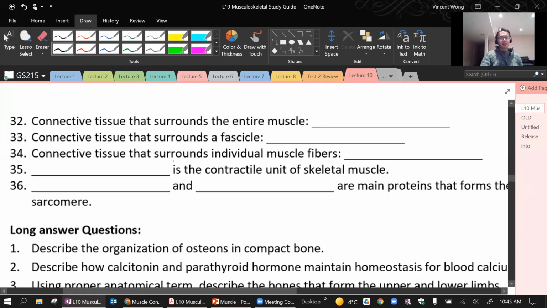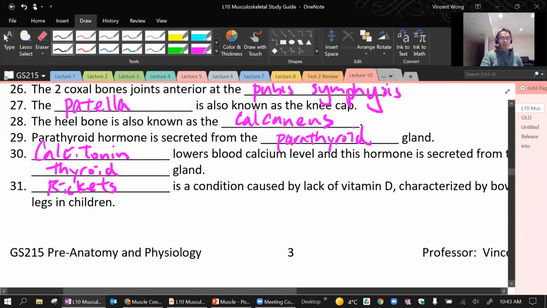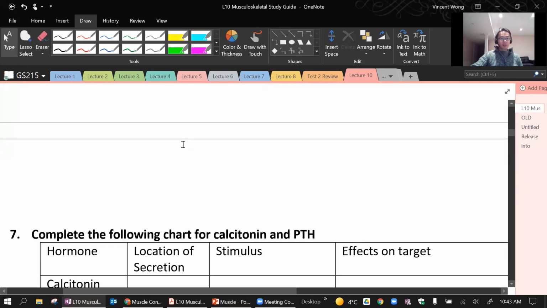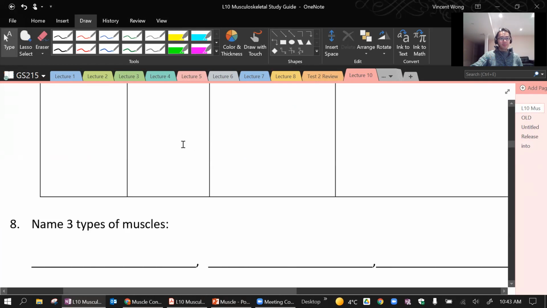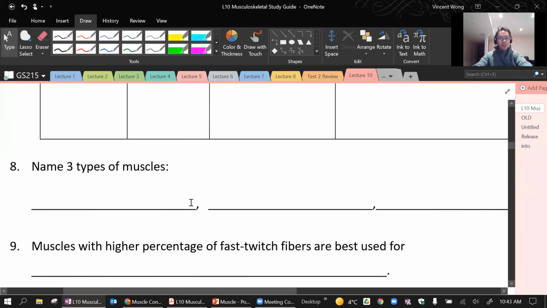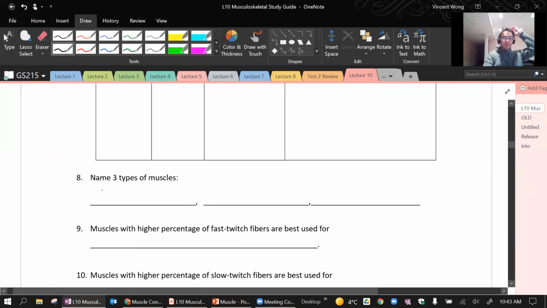Just basically what we talked about, right? Oh, sorry, there are more questions at the top here, I think. There. Name 3 types of muscles. So we have skeletal muscle, which are the ones that you can voluntarily control.